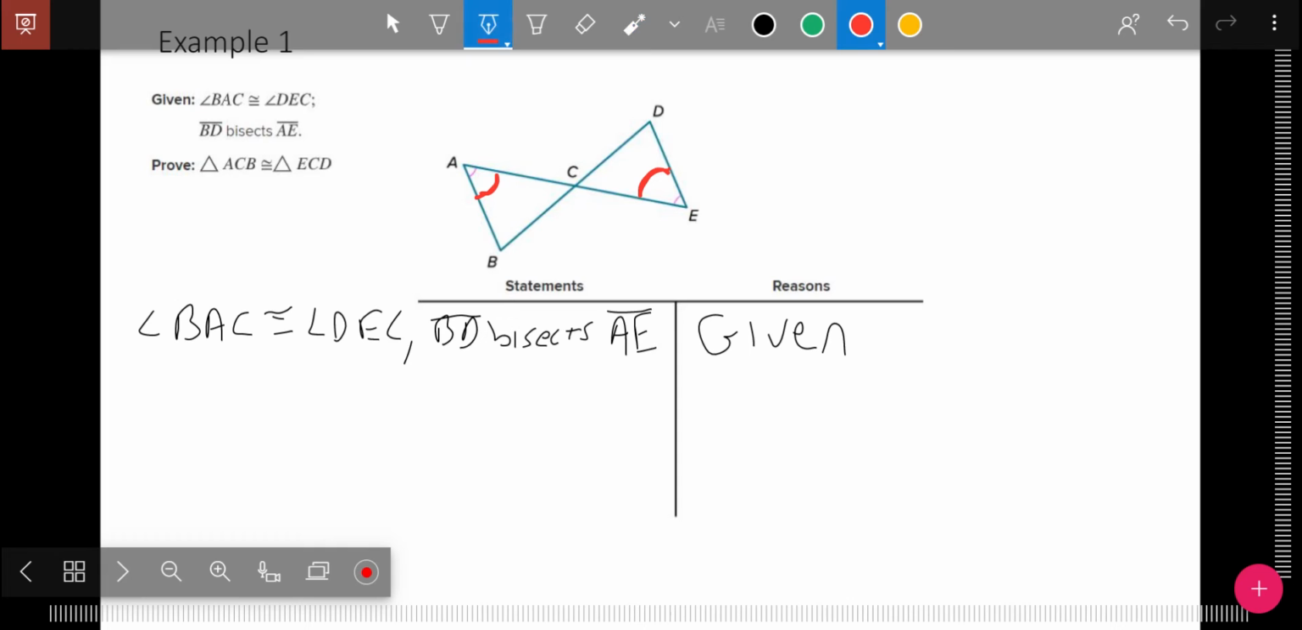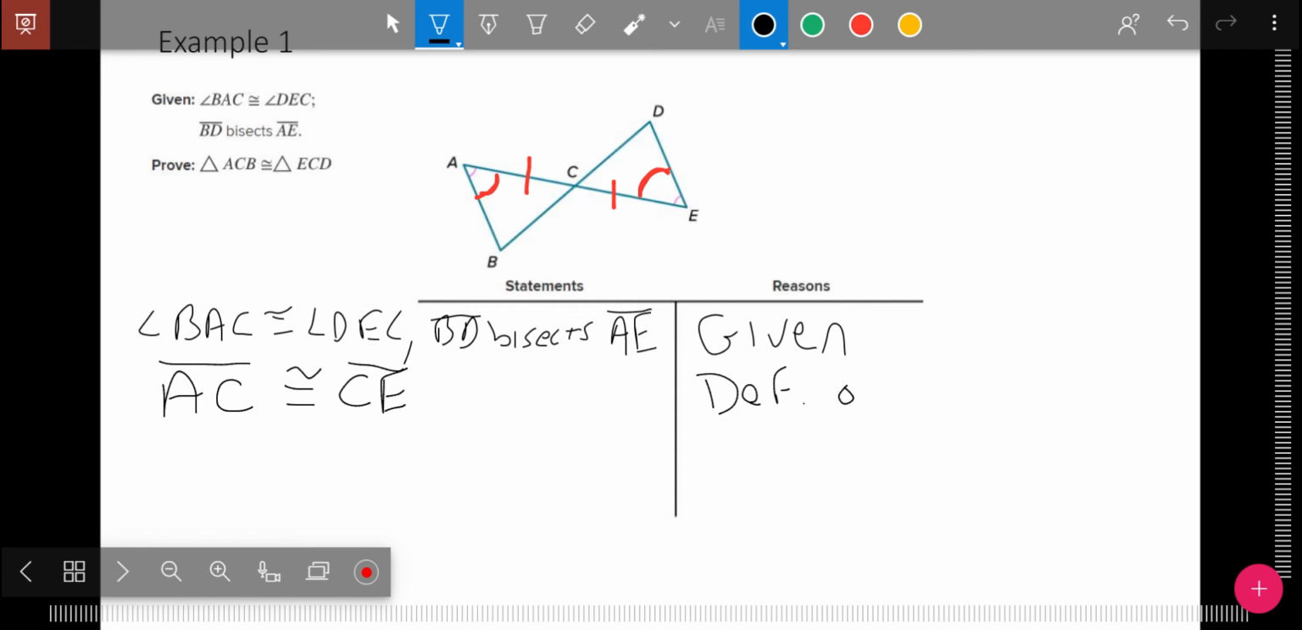So segment AE is getting split up into 2 equal parts. And so when I name those parts, the first part goes from A to C, and then it goes from C to E, or you could have said EC, and that was because you knew what bisect meant, definition of bisect.